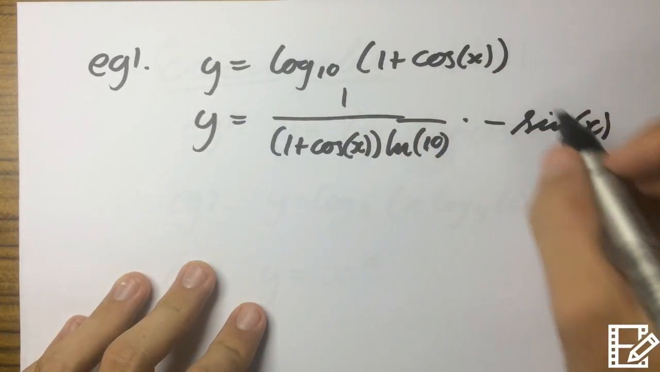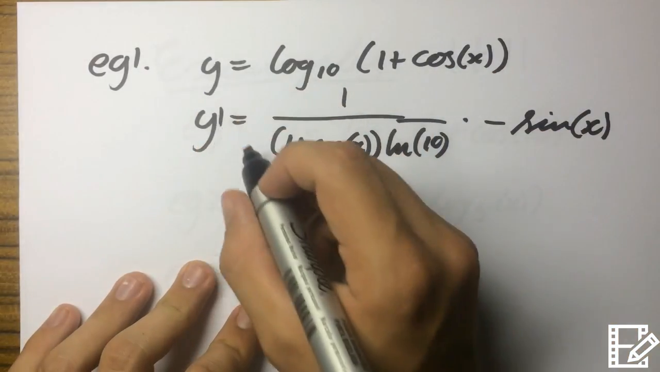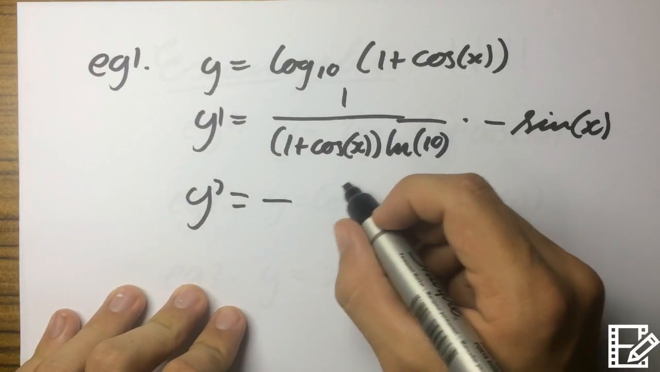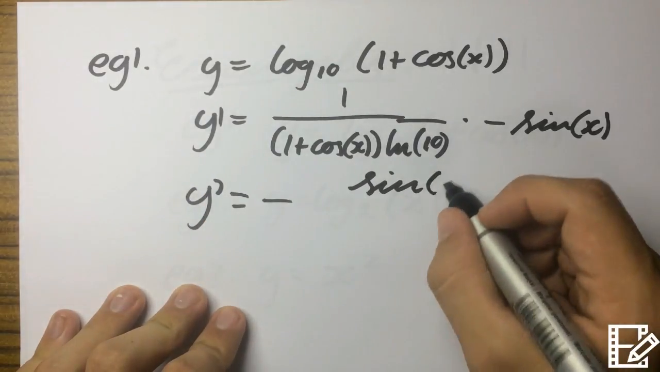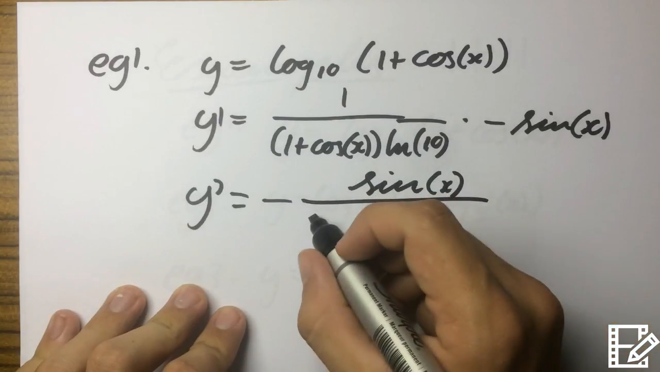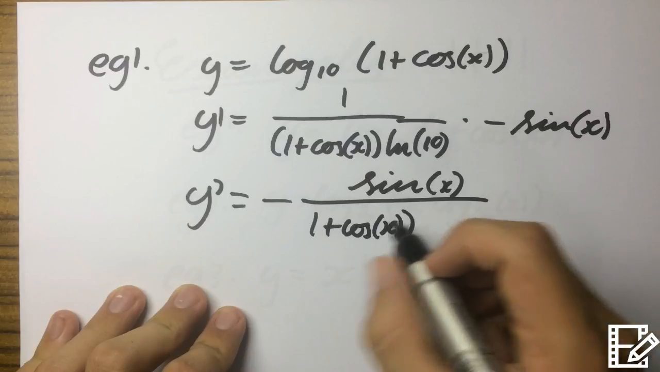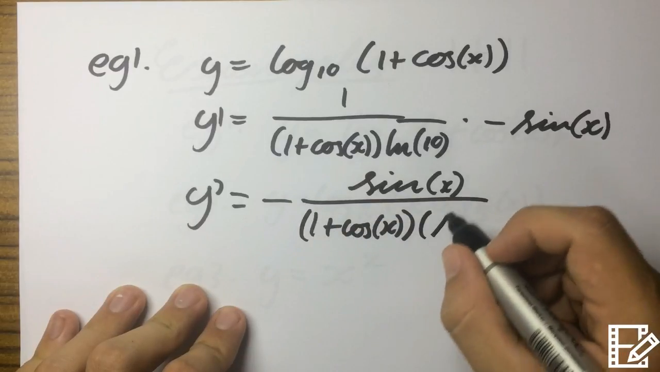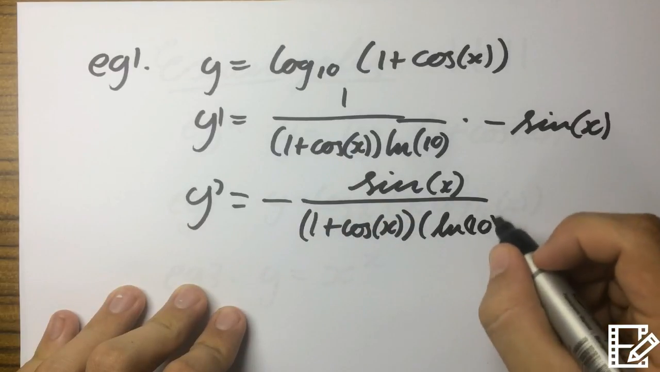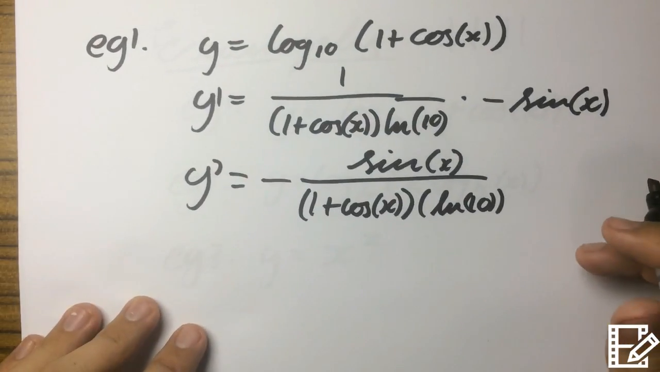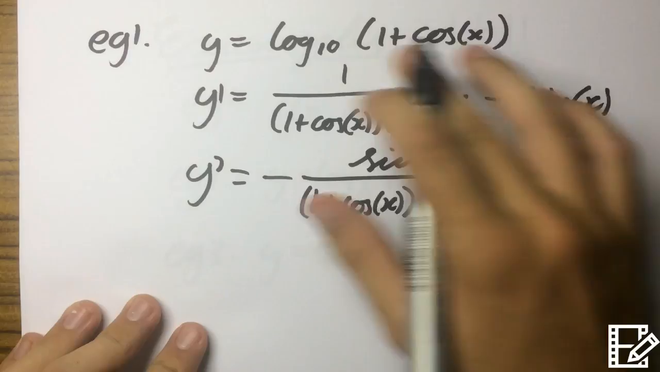Because 1 goes to nothing and cos goes to negative sine. So that'll equal negative sine x over 1 plus cos x, ln 10. And that's it. That's the derivative of this.